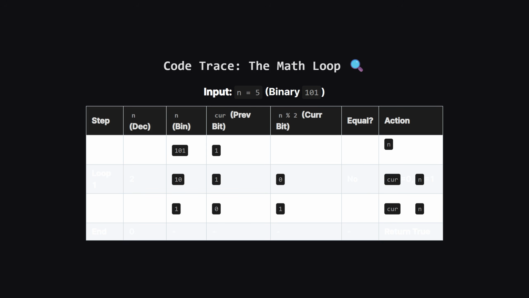N becomes 1. Back to the top. The last bit of 1 is 1. Is our saved cur, which is 0, equal to this one? No. We update and divide. N becomes 0, the loop finishes, and we return true.